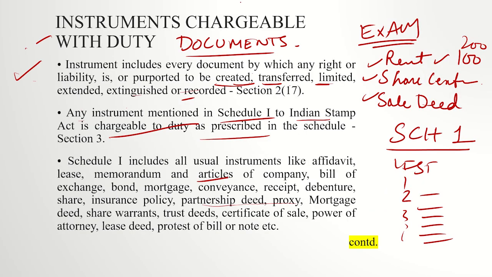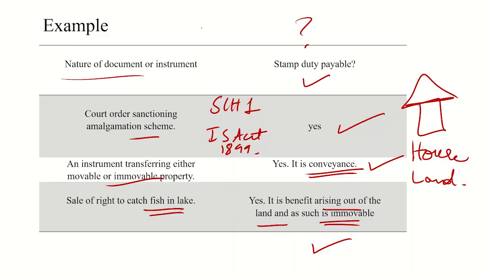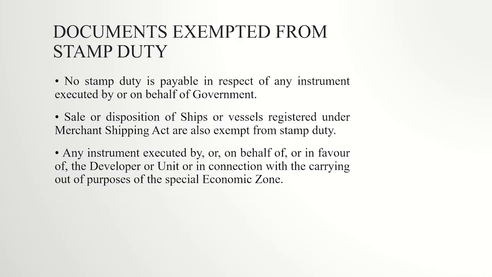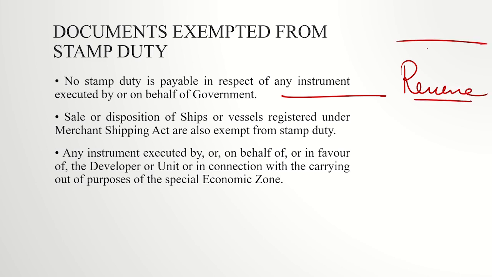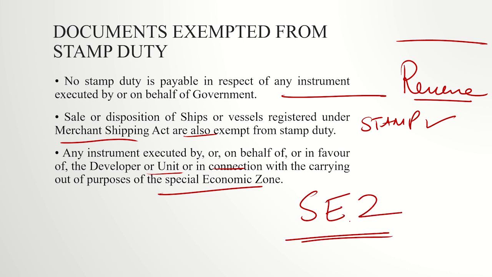If I read instruments chargeable with duty, almost everything needs stamp duty. But there are some things where stamp duty is not payable. Any instrument executed on behalf of the government. Government is only revenue, so the government is exempting itself from stamp duty. Or sale or disposition of ships or vessels registered under the Merchant Shipping Act. If it is under the Merchant Shipping Act, there is no stamp duty as per the Indian Stamp Act. Any instrument executed by or on behalf of, or in favor of, the developer or the unit in a Special Economic Zone, SEZ, the stamp duty is exempted. So we don't have to pay.